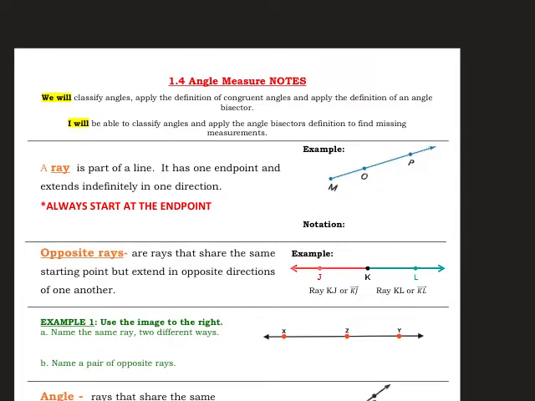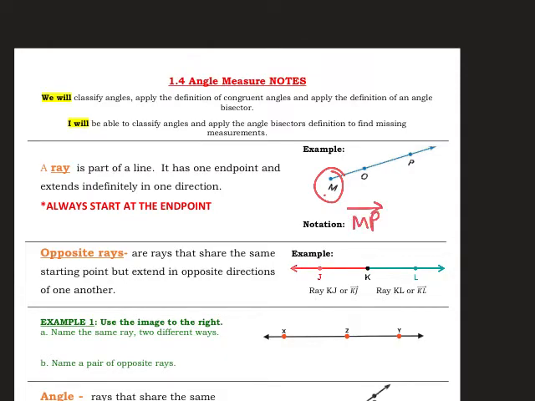So kind of think of like, I don't know, like a water gun. It has a starting point where the water shoots out, and it only goes in that direction. So that's kind of like a ray. You have a starting end point, and then it goes over to one direction. So because it has a starting point, that's the letter we have to start with. So this is going to be ray M to P.